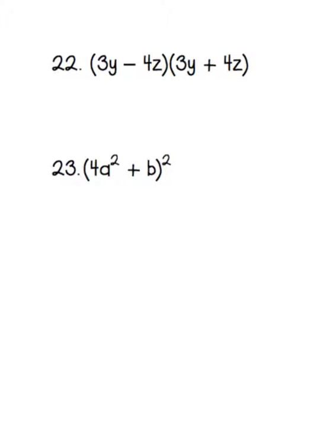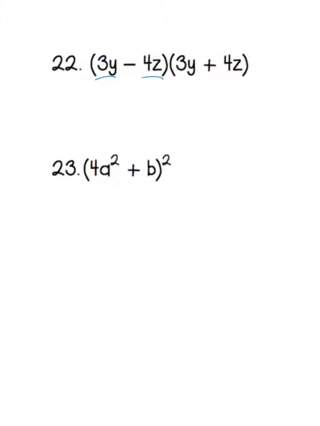Problems 22 and 23 are my special cases. Problem 22 is the product of a sum and difference, and problem 23 is the square of a sum. So the trick for problem 22 is all I need to do is take the square of my first term minus the square of my second term.